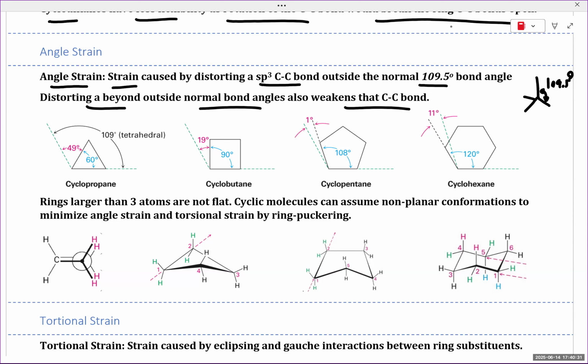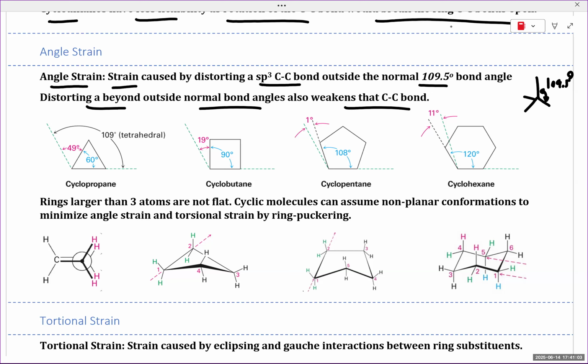When you start to distort a bond angle beyond the typical carbon-carbon bond angle, that starts to put strain on the carbon-carbon bond and weakens it because you're in part weakening some of the orbital overlap that makes up that bond. For example, cyclopropane has a huge amount of angle strain, as do cyclobutane ring systems. We're looking at massively distorted bond angles compared to the ideal tetrahedral bond angle.